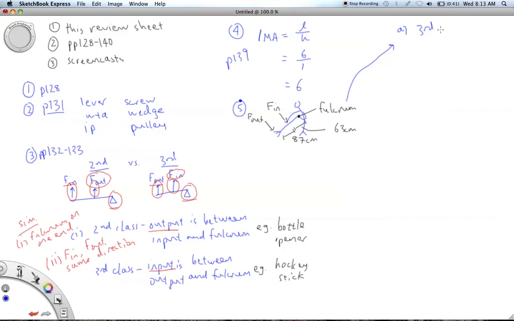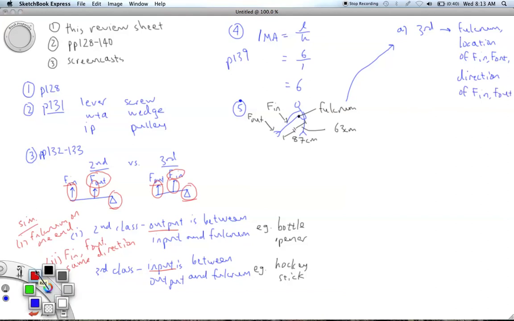So if I ask you to explain it or justify it, you could justify it using the fulcrum. You could justify using the location of the input and output, and you could justify it using the direction of the input and output. Now the question doesn't ask you to justify it, but if it does, these are three different ways you could justify it: fulcrum, location of the input and output, and the direction of the forces. And if you want more information on these, please do refer to the screencast on levers.